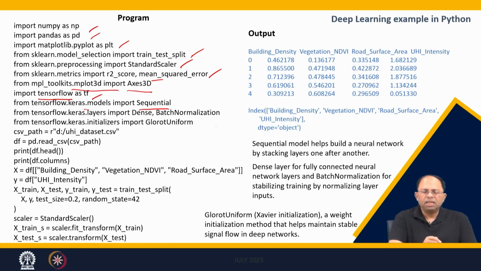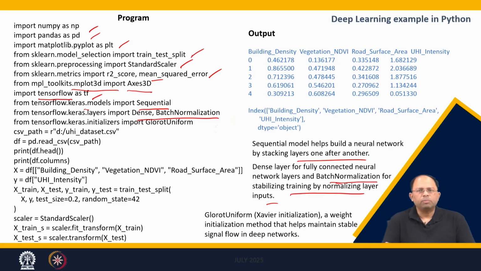From tensorflow.keras.models import Sequential. The Sequential model helps build neural networks by stacking layers one after another, so it's basically a standard deep learning network model. And then from tensorflow.keras.layers import Dense and BatchNormalization. Dense is for fully connected neural network layers, and batch normalization is for stabilizing training by normalizing layer inputs. We already understand what batch normalization is, so that also we have to import.